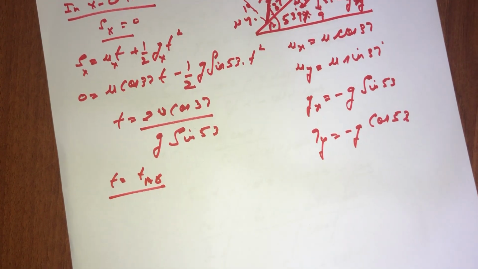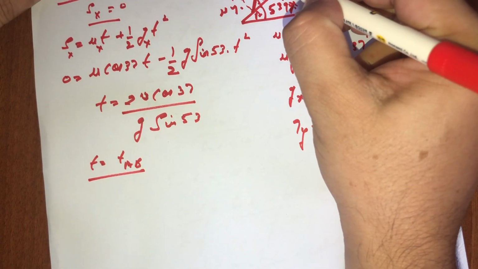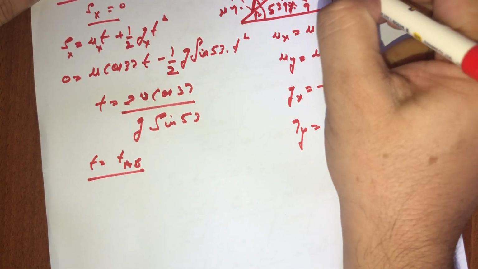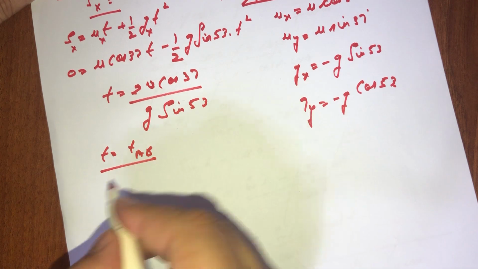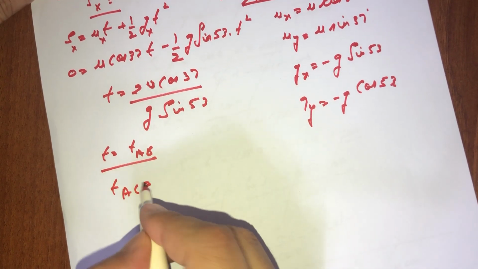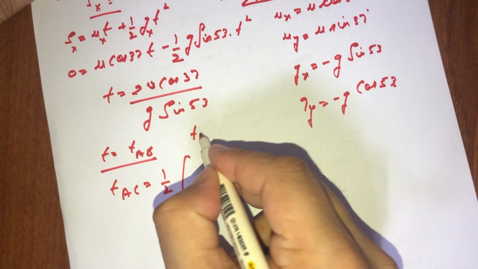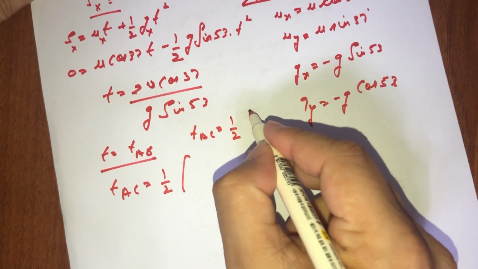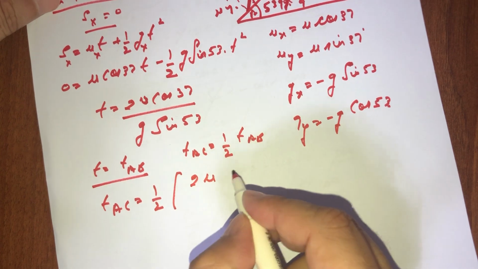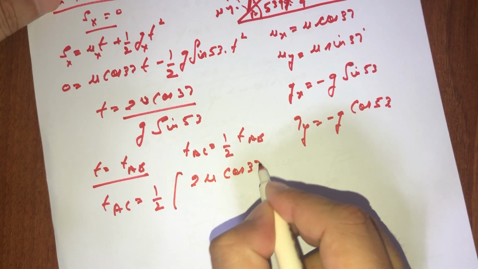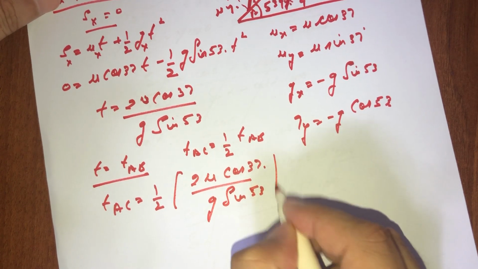And we also know that the maximum height is at the midpoint of this entire journey. Let us suppose this will be C. We can say that time AC will be equal to half of TAB. We can write separately here, TAC is equal to half of TAB. So TAC is equal to half of 2u cos of 37 divided by g sine 53.